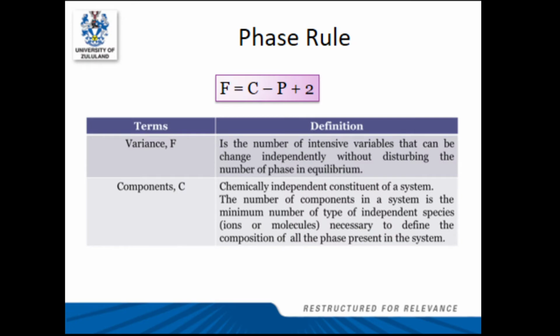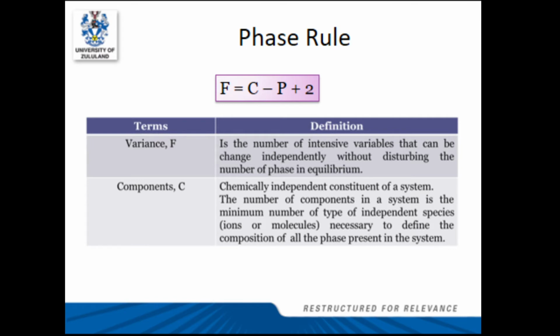Like I said from the previous slide, the phase rule is given as F = C - P + 2. This rule is the relationship between the number of components and the number of phases. They are related with the variance. The variance, by definition, is the number of intensive variables that can be changed independently without disturbing the number of phases in the equilibrium.